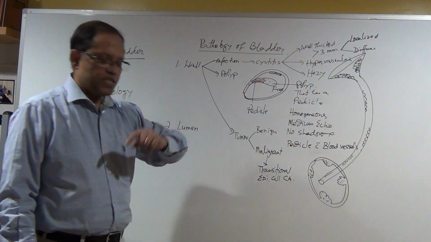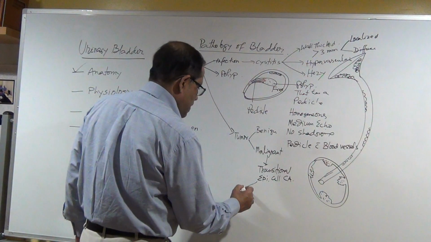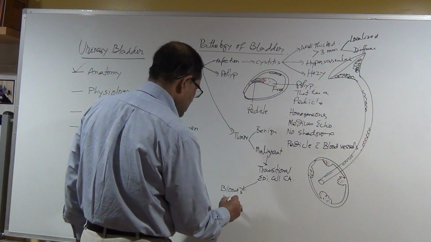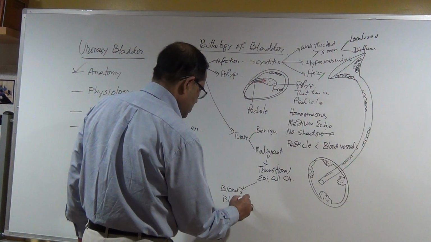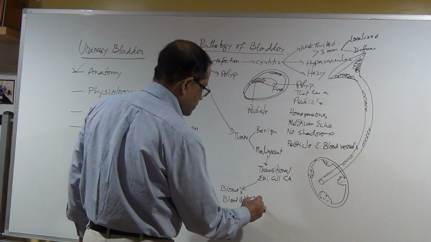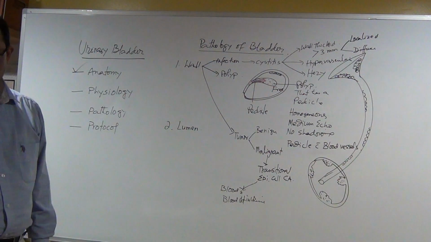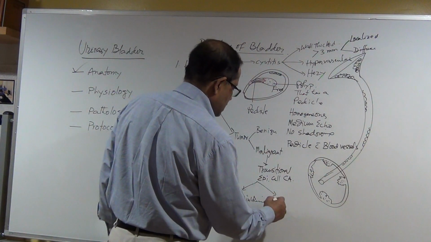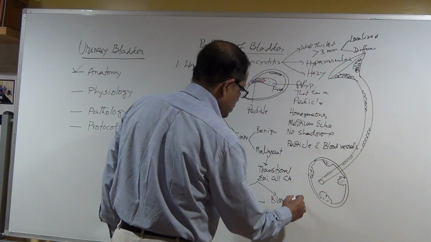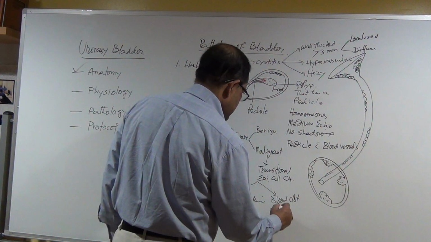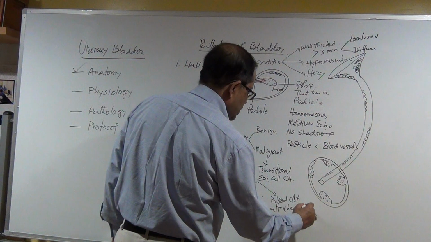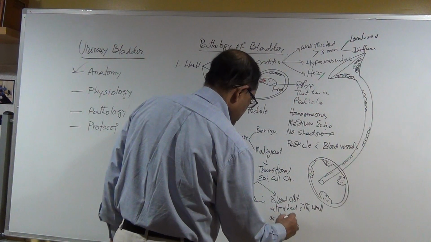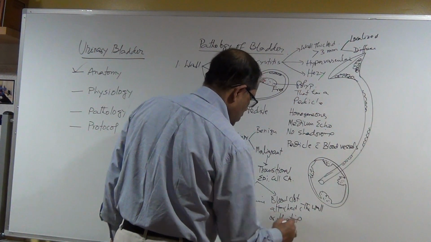So if there is transitional cell carcinoma, then what would be the complaint? Blood and blood clot in urine. You can see a blood clot attached to the wall or floating in the urine.